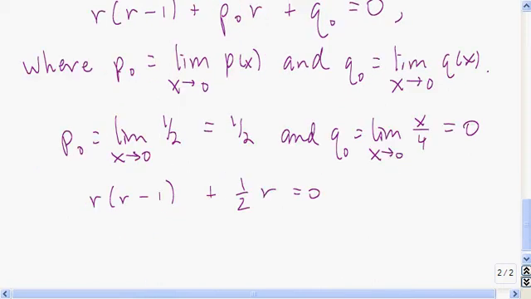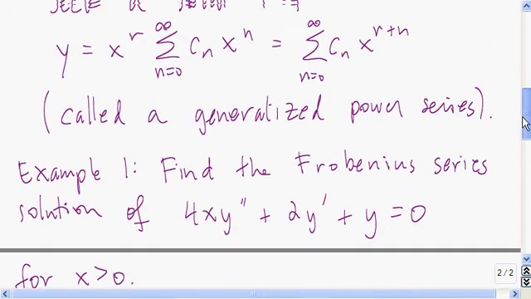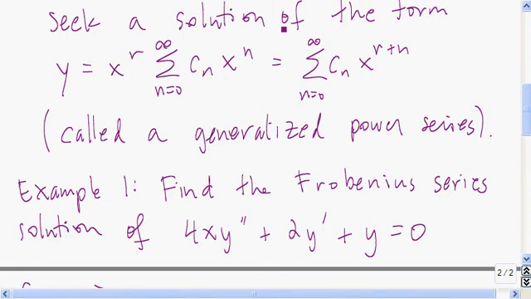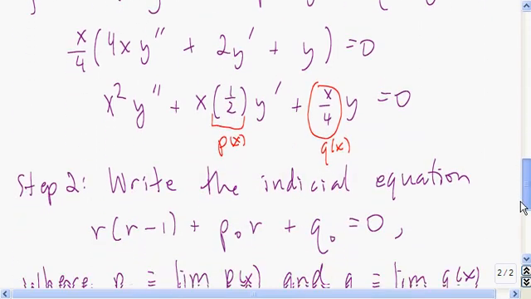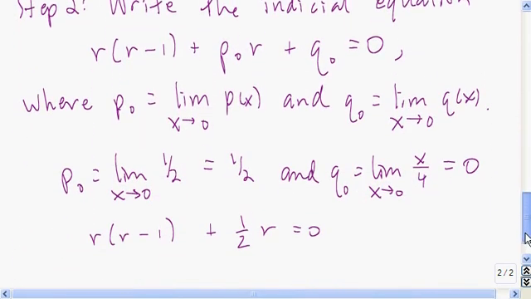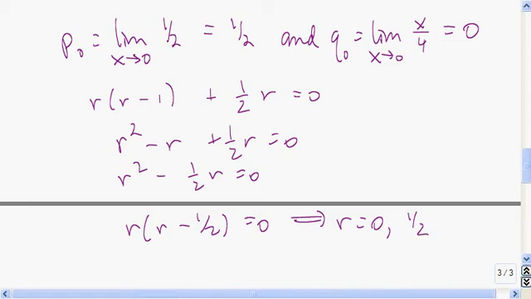Okay, so the equation we need to solve to find r, which you'll remember are the powers of x in our generalized series solution, and therefore are called exponents. So the values of r are called exponents. So go ahead and press pause and solve this equation for r to find those exponents. All right, so you should have found that r is equal to 0 or 1/2.